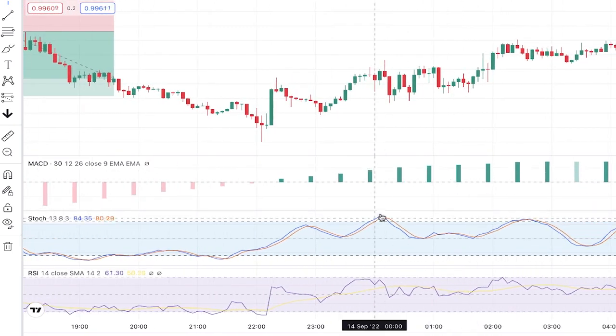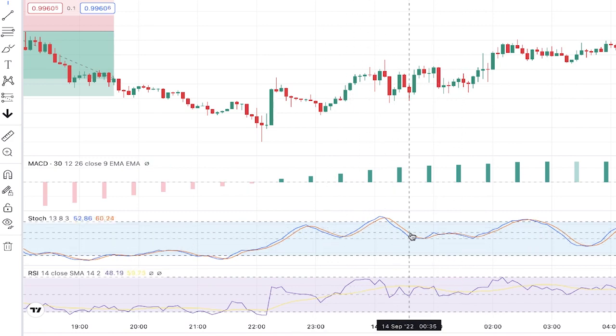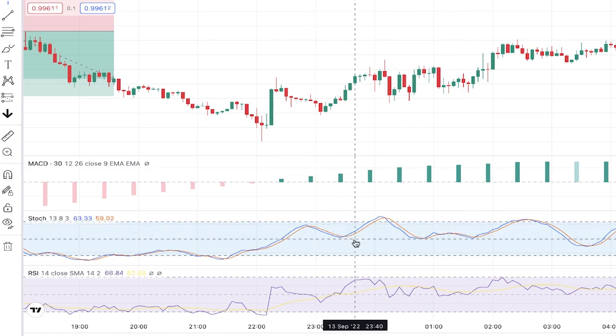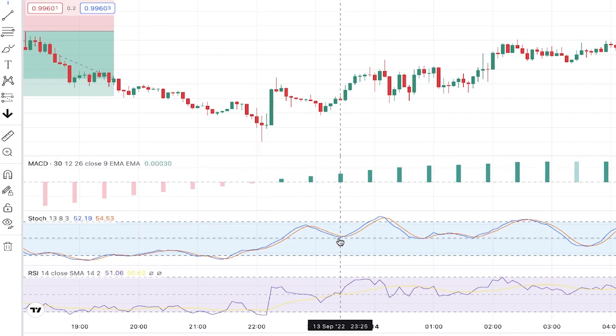Here in this part, you can see that the stochastic touched the 50 level 3 times. If you are an aggressive trader, you can also consider touching of the 50 level, but you can see that in this case, this one was very near to the reversal point, which is very dangerous to take a position here because we don't know yet if the reversal is successful or not.